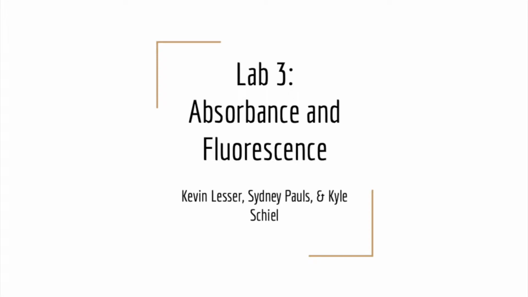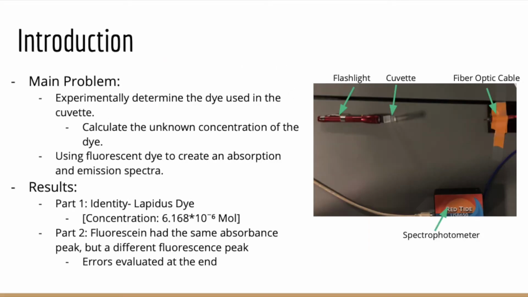Lab 3, Absorbance and Fluorescence. Our main problem was to experimentally determine the dye used in the cuvette. We calculated the unknown dye using Beer's law and an absorption spectrum. Next, we used a fluorescent dye to create an absorption and emission spectrum.